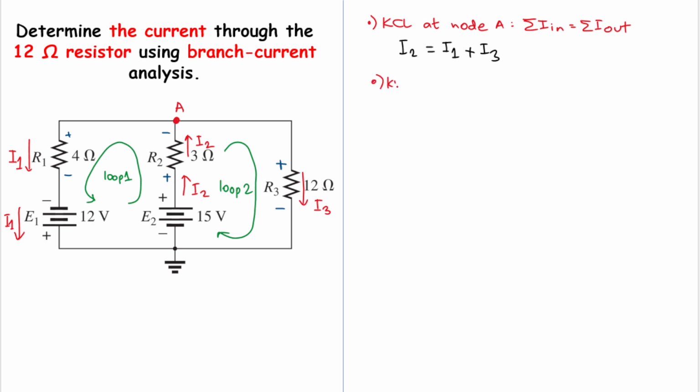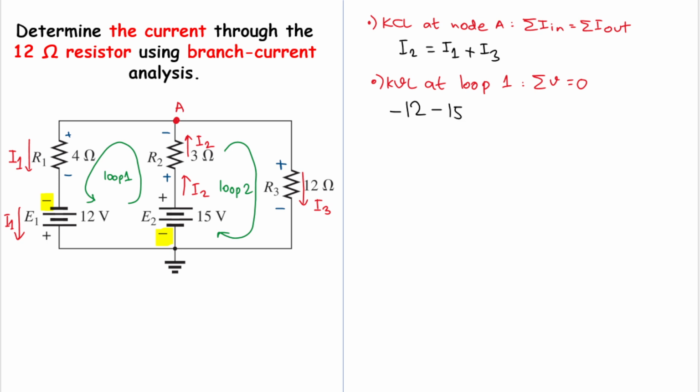KVL at loop 1. And KVL says that the sum of the voltages in a loop will equal 0. Good. Let's start from where? This battery here, right? The loop is entering from the negative terminal, so I will have a minus sign there. So I have minus, and we will have 12. Good. And then we enter this battery here, and again the loop is entering from the negative terminal. So we'll have minus, and the voltage is 15.